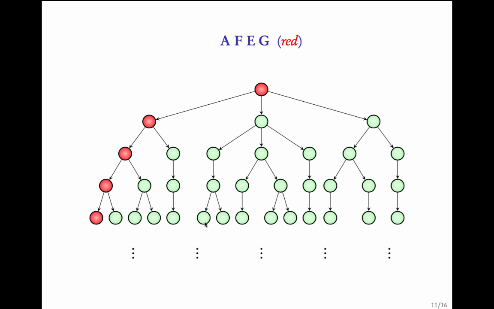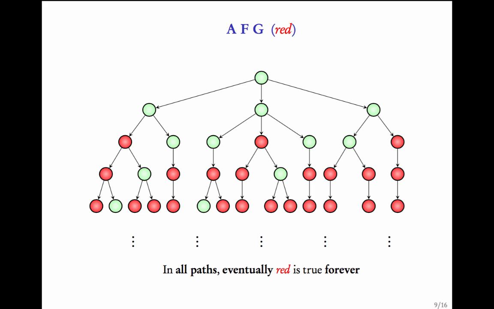So look at any path in this tree. Since the initial state has a path starting from it, which is fully colored red, in any path the initial state satisfies EG red. So this tree satisfies AFEG red. Look at this path. It satisfies FEG red because the initial state satisfies EG red. Similarly for all paths. However, clearly this does not satisfy AFG red because AFG red says that in all paths eventually red is true forever.